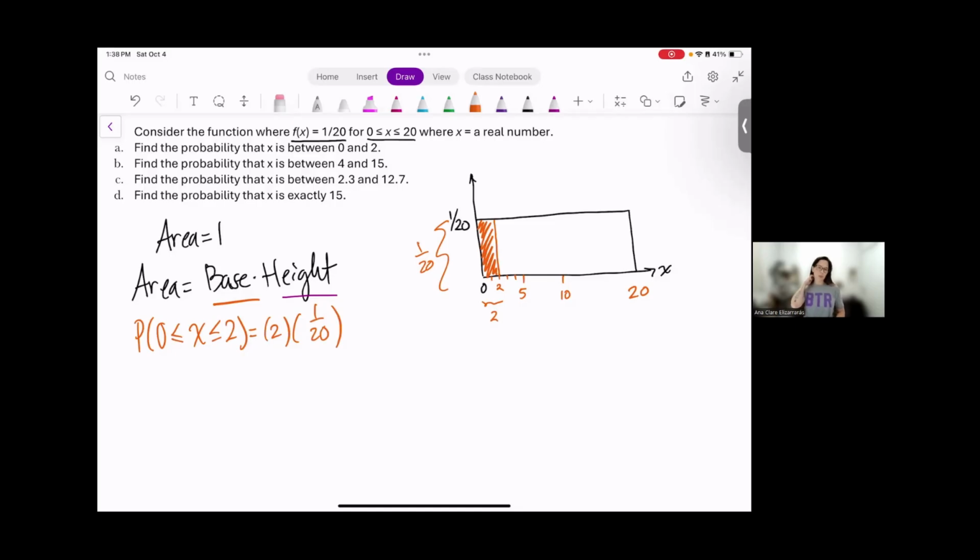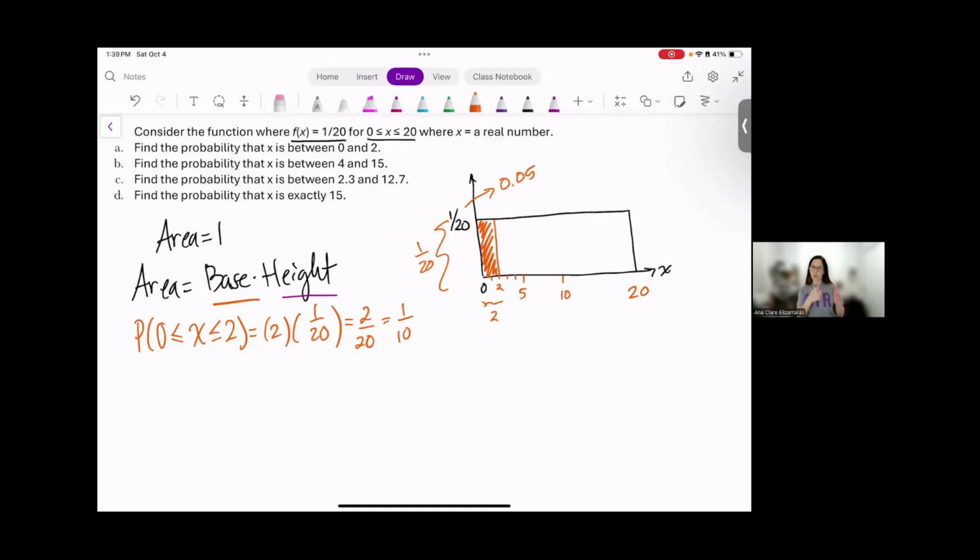I would take the base of 2 times the height of 1 over 20. And if you want to turn that into a decimal, that's fine. 2 over 1, I'm going to get 2 over 20. Or if you simplified, that's 1 over 10 or 0.1 as a decimal. 1 over 20 is the same thing as 0.05 if you're dividing it out. So the probability of being between 0 and 2, since it's 20 long, is 10%. That's 10% of the data.